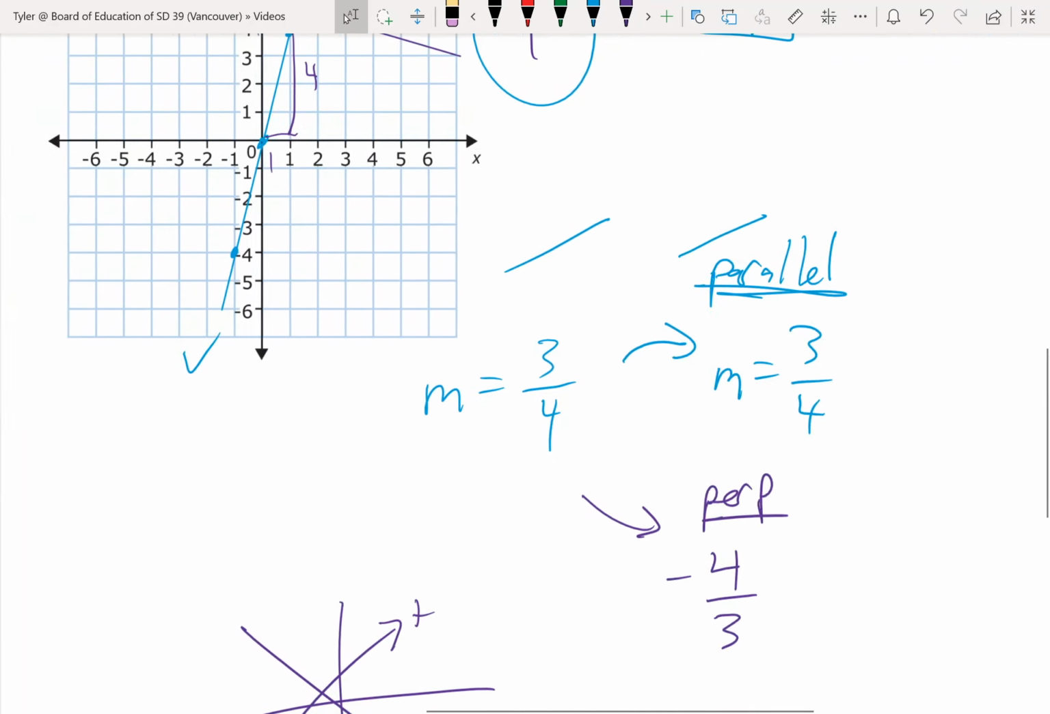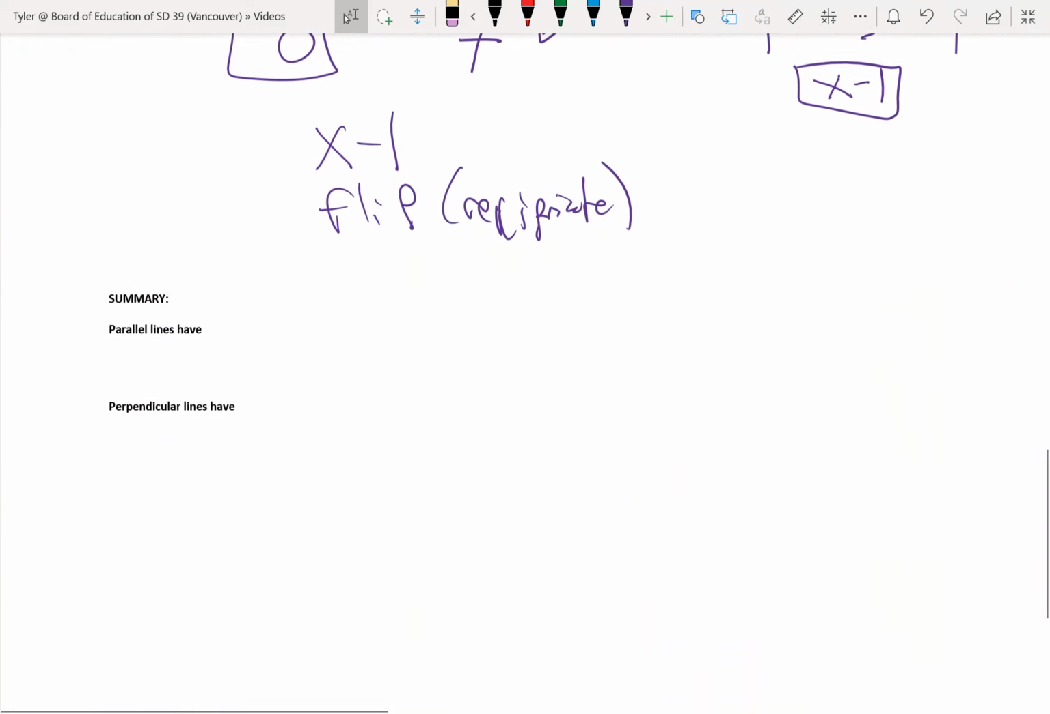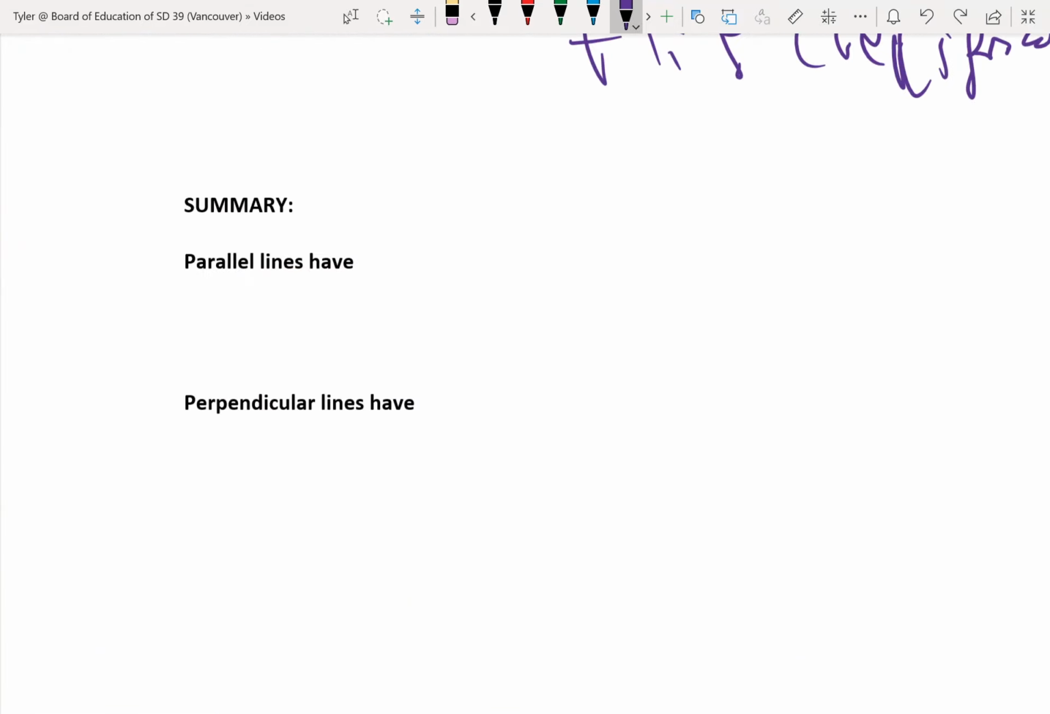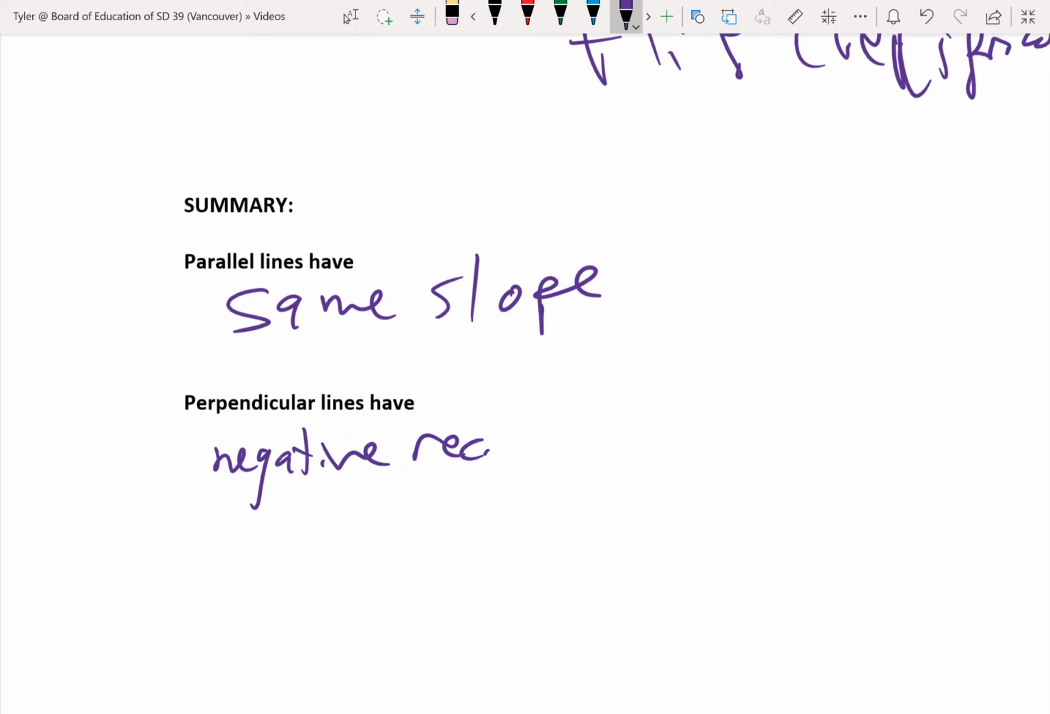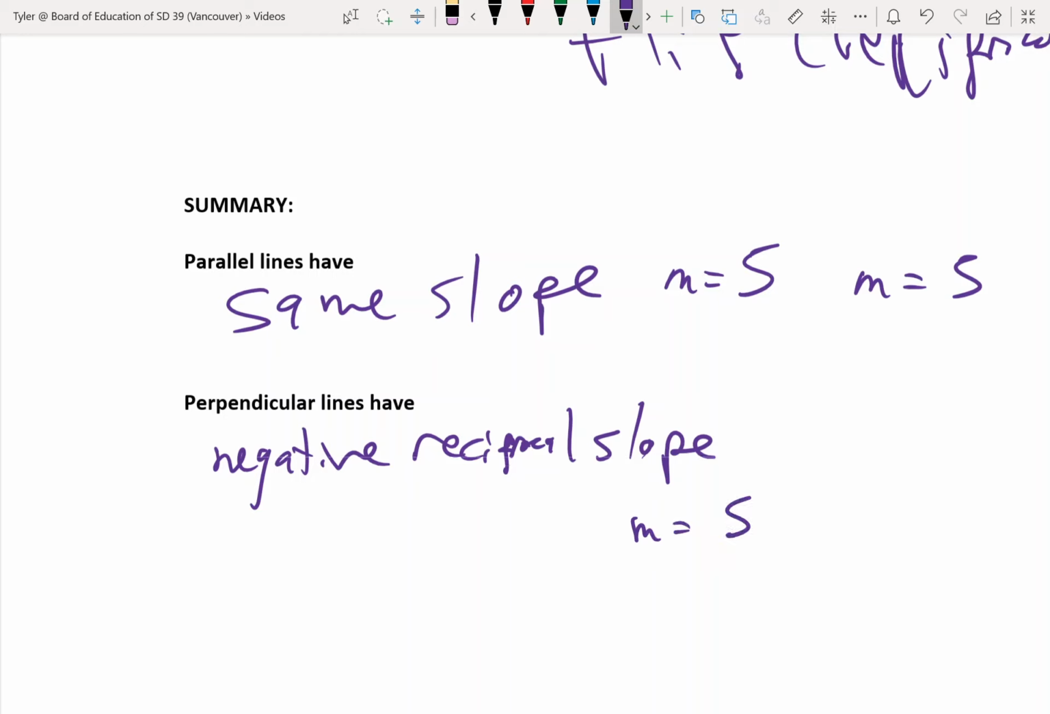But so the core takeaway that we have here, parallel lines have the same slope. Perpendicular lines have negative reciprocal slope. So if the m is equal to 5, a parallel line would have the same slope. Perpendicular lines, if the m is equal to 5, be careful, this is like 5/1, right? The perpendicular slope would be -1/5. And that's it.